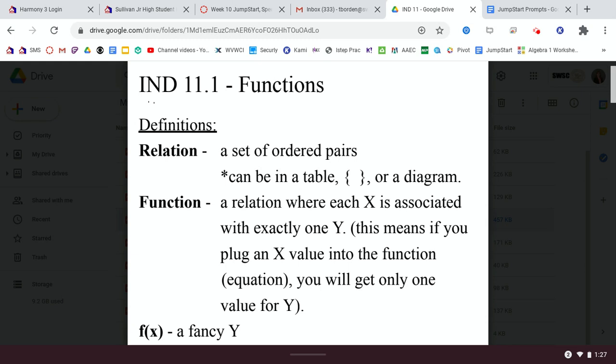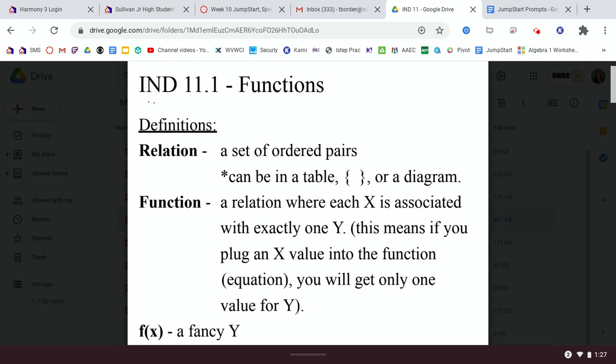Okay, so for the terminology, a relation is just a set of ordered pairs. When you were doing your t-charts, when we were doing absolute value, picking the 5 x values and running them through the equation and getting the y's and filling in that t-chart, you were creating a relation, okay? That was a set of ordered pairs that when you graph them on a coordinate plane, they create some sort of graph.